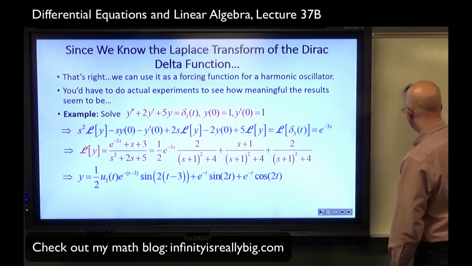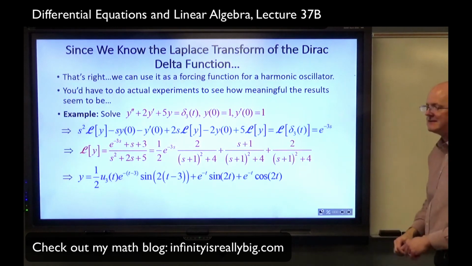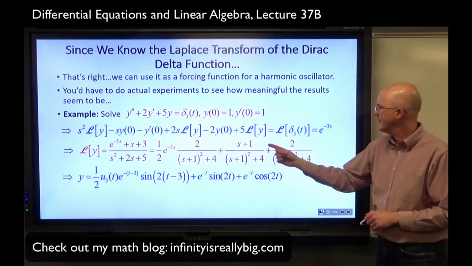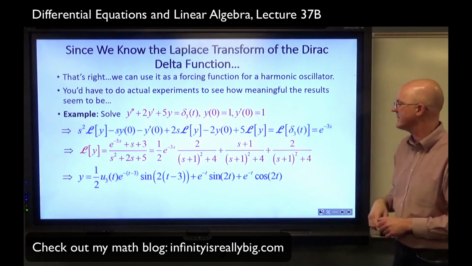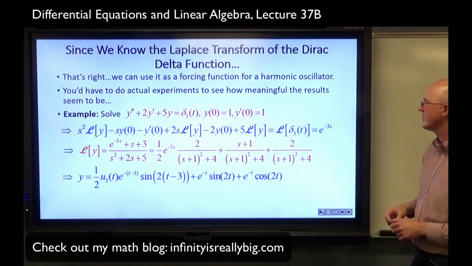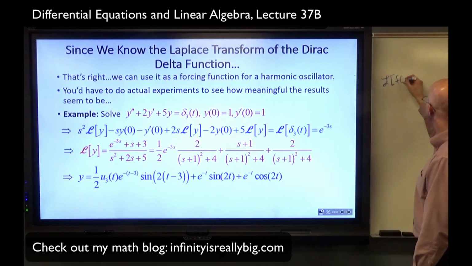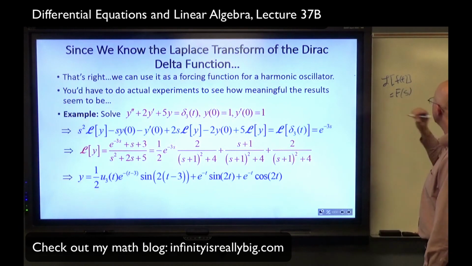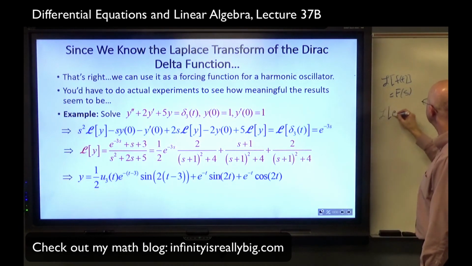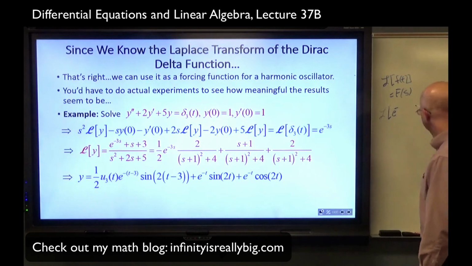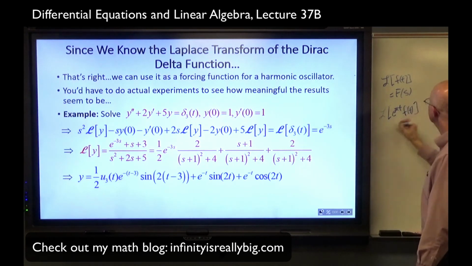In the last example, we used the shifting the origin on the t-axis property. To get from here to here, besides that property, I'm also using the shifting the origin on the s-axis property, which says that if the Laplace transform of little f of t equals capital F of s, then the Laplace transform of e to the positive at times little f of t is capital F of s minus a.